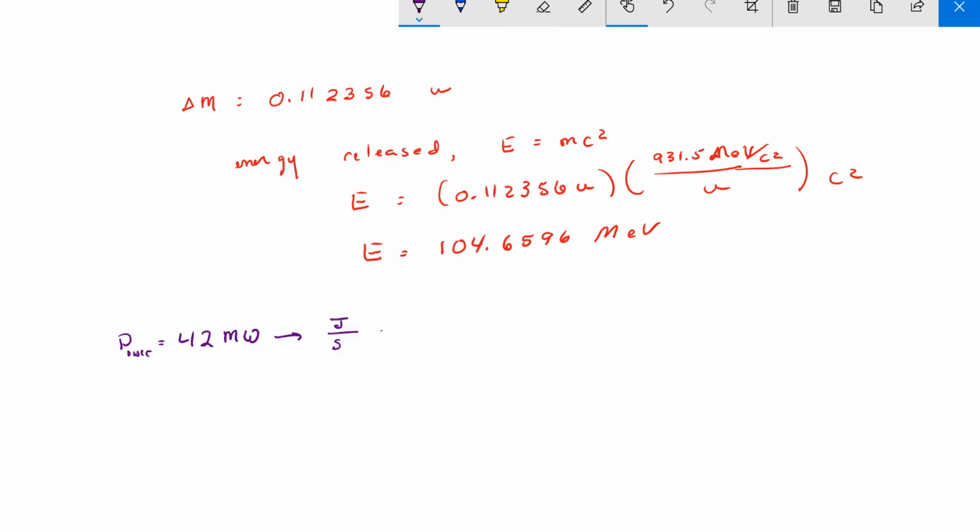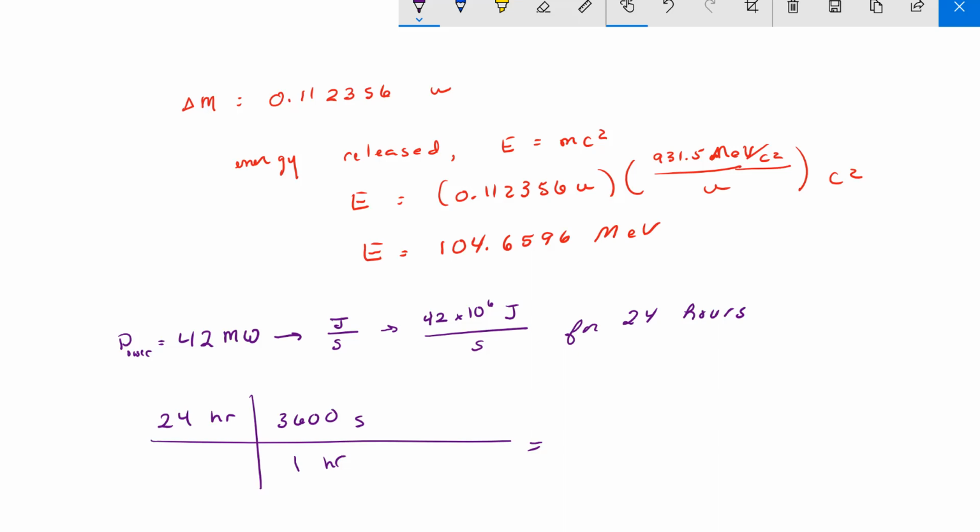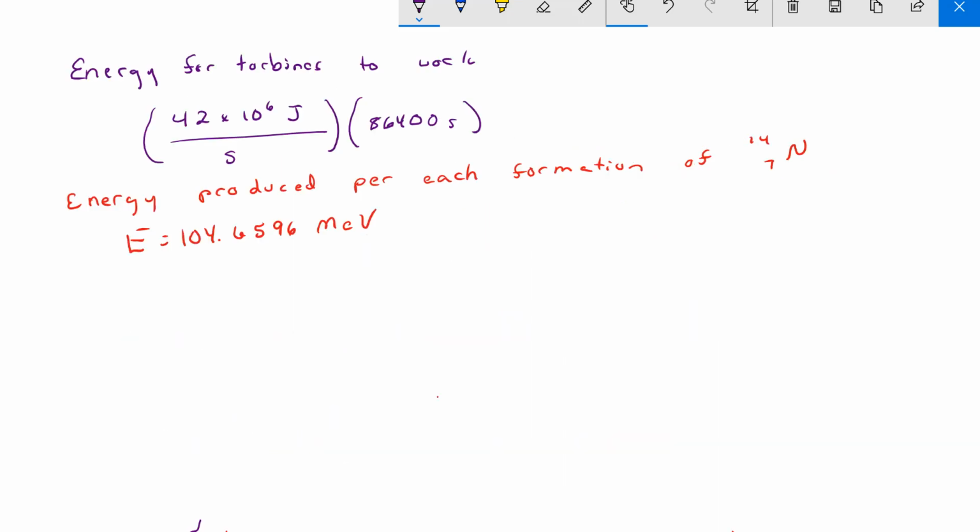Now we've got to go back and look at the power that we're trying to replace. We have 42 megawatts. Power is a watt, which is a joule per second, so that's 42 times 10 to the 6 joules per second that we have to replace with this reaction. We're going to have to replace this for 24 hours, so we're going to have to do some dimensional analysis here. I'm going to start by converting the 24 hours to seconds. I've set up my dimensional analysis just because I like to do that, and I get a number of 86400 seconds. Taking a big look at it, with the energy for the turbines to work, it's 42 times 10 to the 6 joules every second. They're working for 86400 seconds.